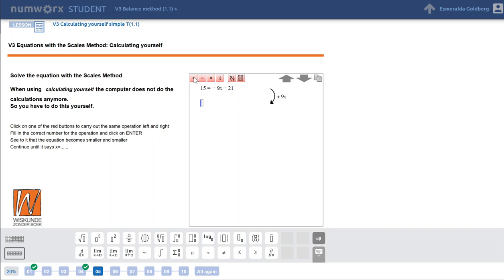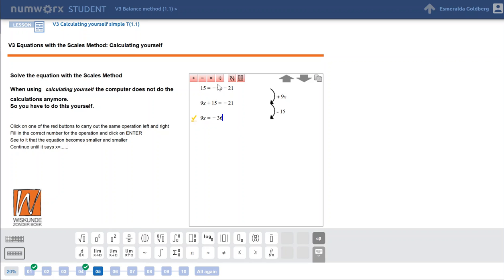So plus 9x over there. That means I get 9x plus 15 on the left-hand side. On the right-hand side, I have the minus 21 left. Now, on the left-hand side, I want to get rid of 15, so I do minus 15. That means I have 9x on the left-hand side, and I have to calculate minus 21 minus 15, and that is minus 36. So 9x is equal to minus 36.